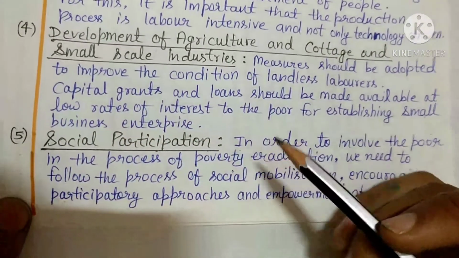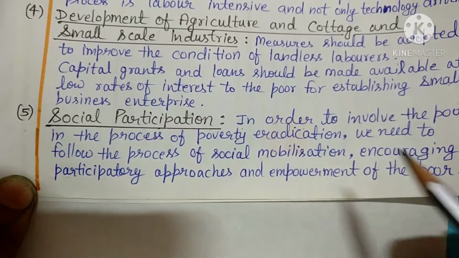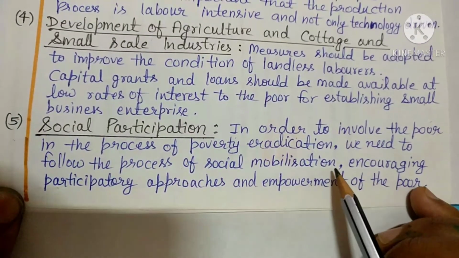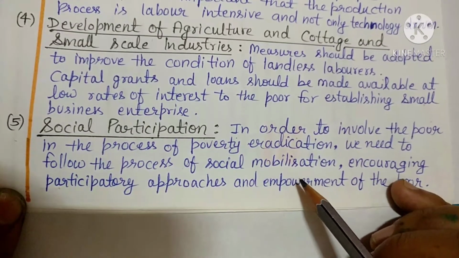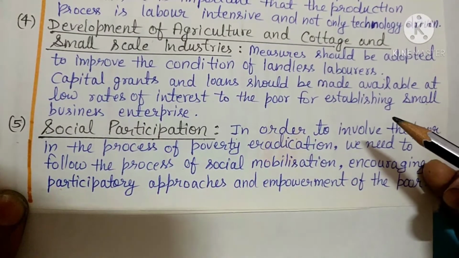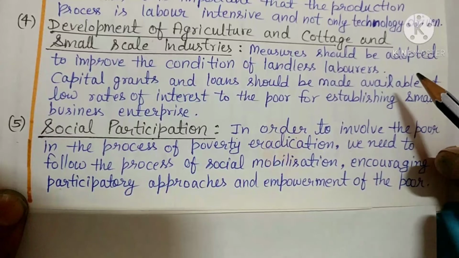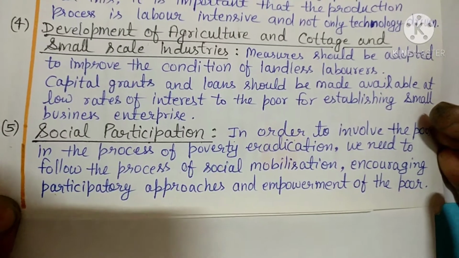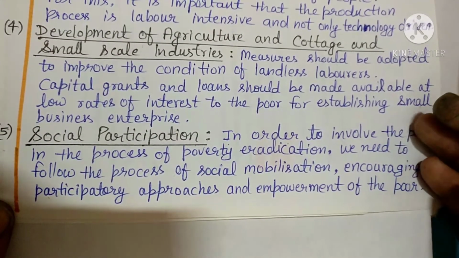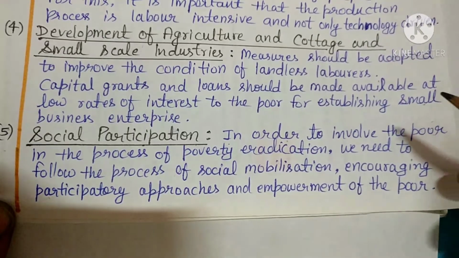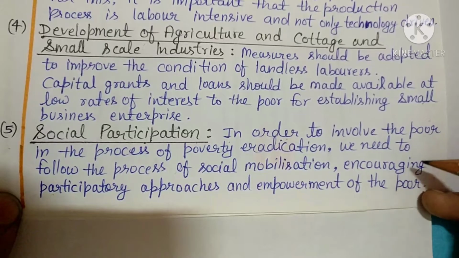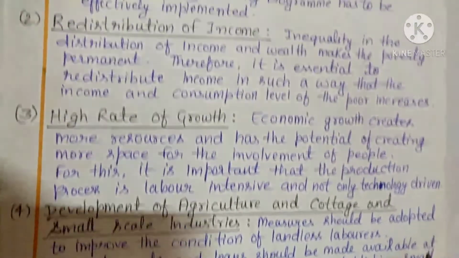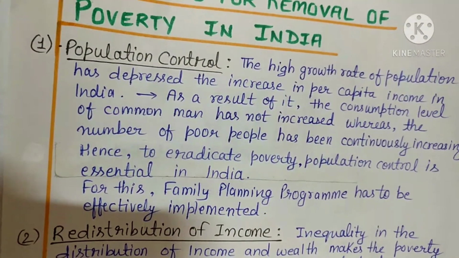Then comes what, social participation. In order to involve the poor in the process of poverty eradication, we need to follow the process of social mobilization. It means we have to include every person from every caste. We should not rebuke people just because of his caste or her caste. So we should encourage participatory approaches and empowerment of the poor people. These are the measures for the removal of poverty in India.